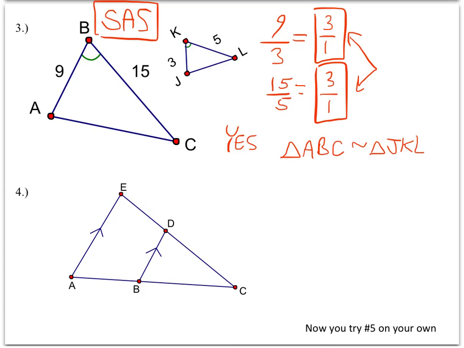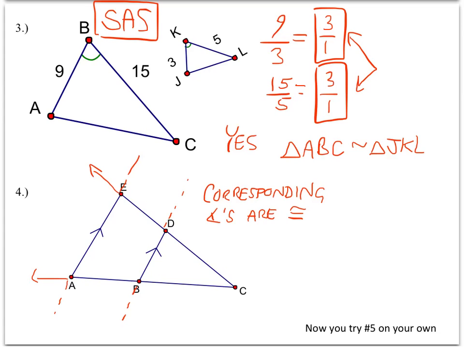In number 4, I see parallel lines. Whenever I see parallel lines, I like to extend them for a visual, which means that I have some transversals here. So parallel lines should automatically be a cue that lets you know that corresponding angles are going to be found. And we know that corresponding angles are congruent.